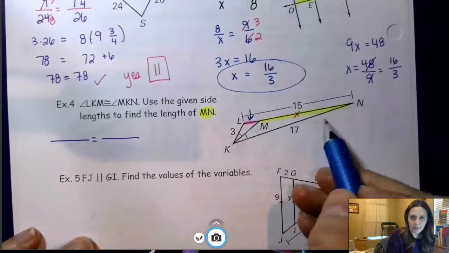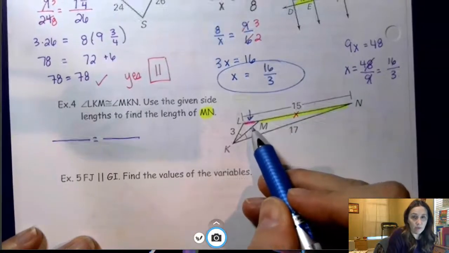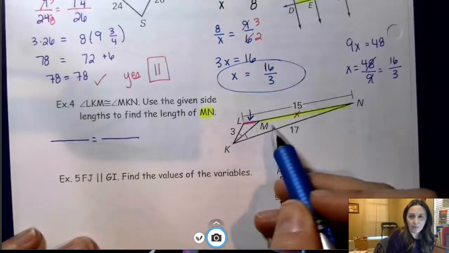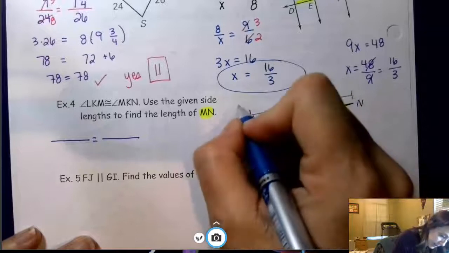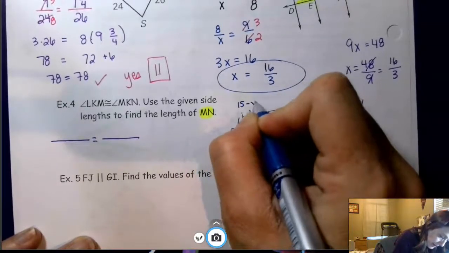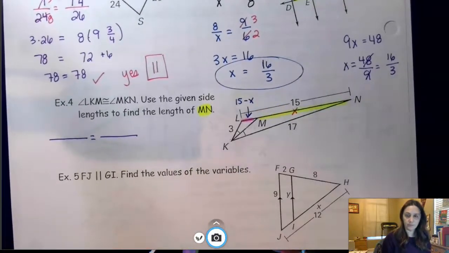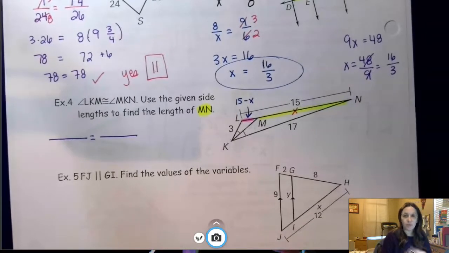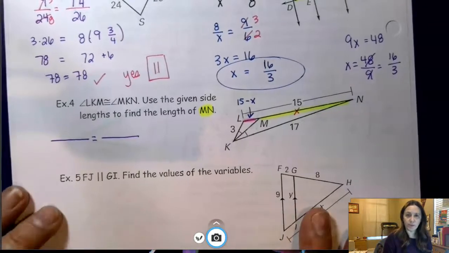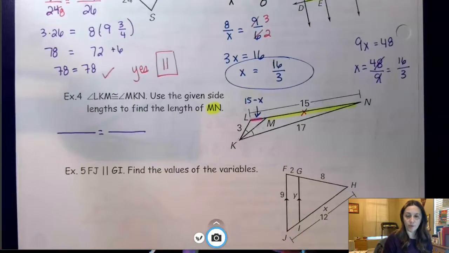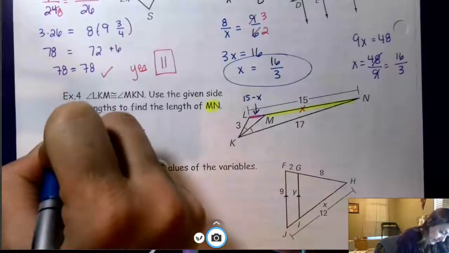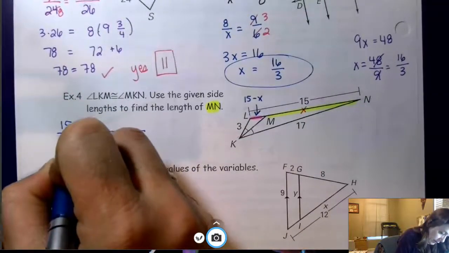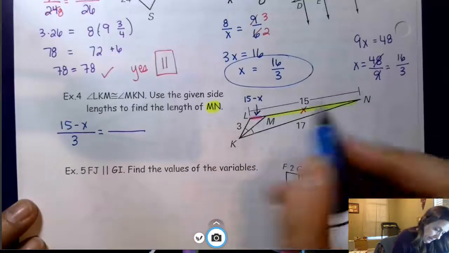Well, if this is X, and that's unknown, can I name that? So most of us are thinking here, well, the whole thing's 15 and that's X. This piece right here is going to be 15 minus X. So use your highlighters, colored pencils, whatever you guys are doing. See if you can find the pieces you need. Now I'm going to set up the proportion: 15 minus X over 3 equals X over 17.